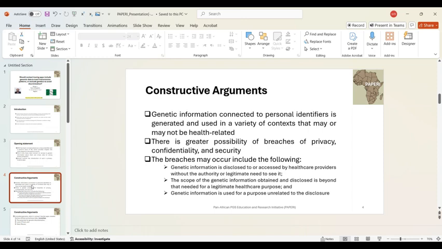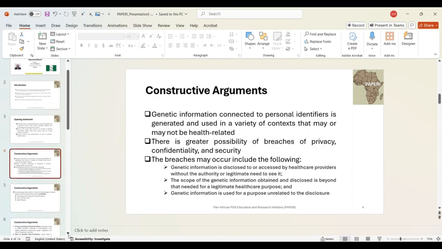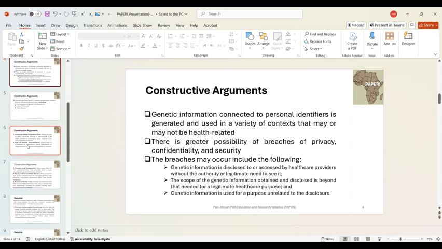The breaches of privacy that may occur include the following. One, genetic information is disclosed to or accessed by healthcare providers without the authority or legitimate need to see it. It does happen among health practitioners. Two, the scope of the genetic information obtained and disclosed is beyond what is needed for legitimate healthcare purposes, because at times the information captured in the hospital is beyond the need of that environment. And three, genetic information is used for a purpose unrelated to the disclosure.